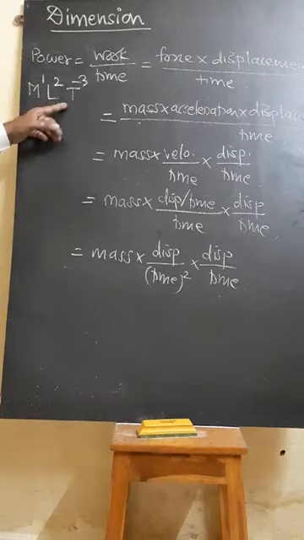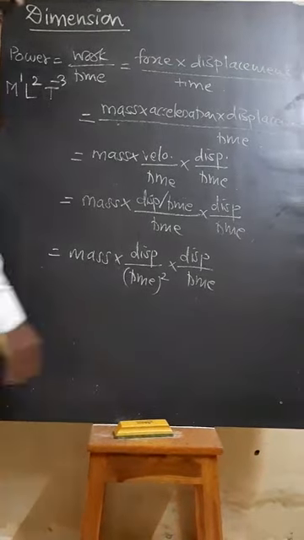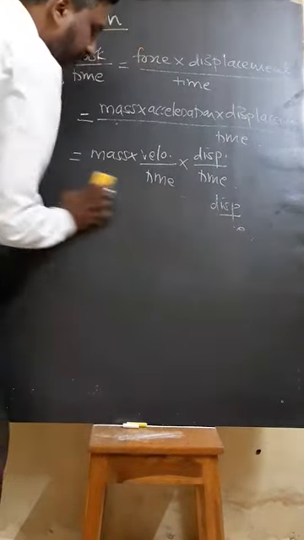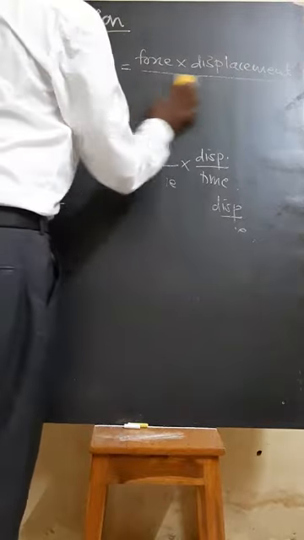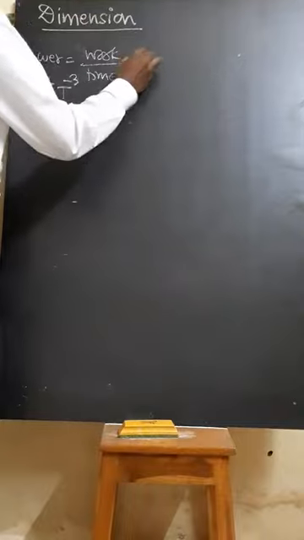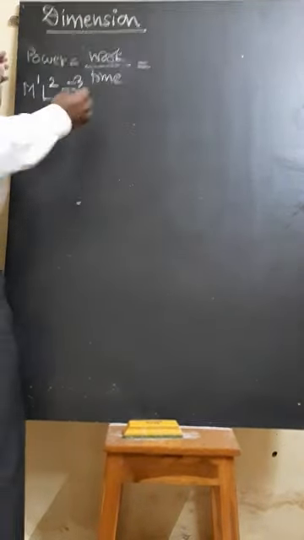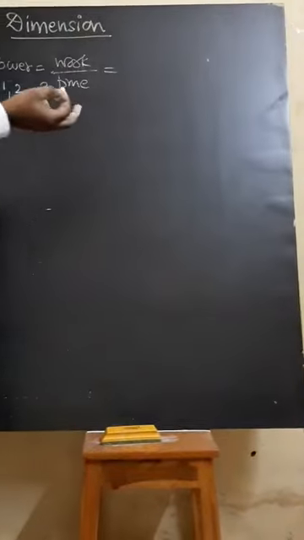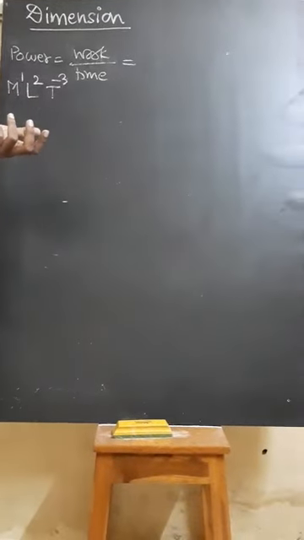But remember my friends, it's a traditional method. Now we see the shortcut. The formula for power is work done per unit time. Now you can split work, and again someone says, sir, work means force into displacement.